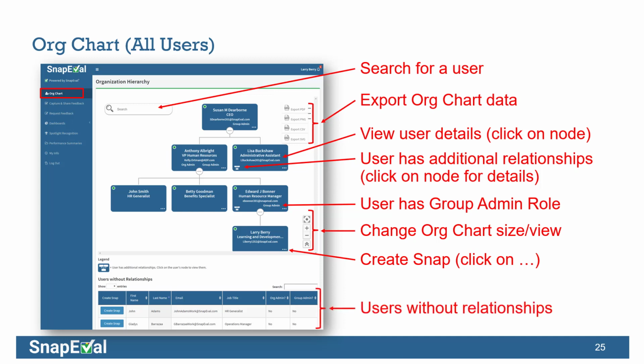There's a table that will sometimes be populated when new users are added to the org chart with users that don't have any relationships yet. Usually this is when they're first added to the SnapEval system and the organization administrator, who is your HR professional, hasn't yet had an opportunity to assign that person to their appropriate manager. And so these individuals still show up, but they show up in this table below. And again, as you can see, you can create snaps for those users even before they've been assigned.